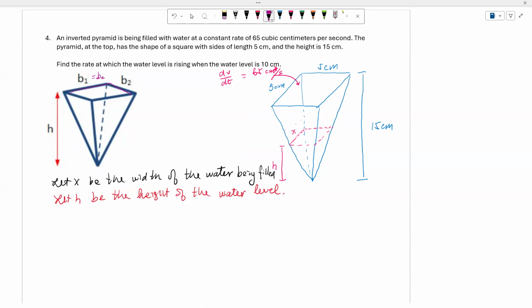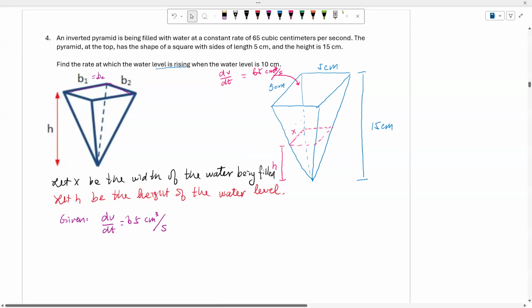And now what do we know? We know that dV/dt, the volume is increasing at a rate of 65 cubic centimeters per second. And what we are looking for is the water level changing, dH/dt, when H is equal to 10 cm. Those are the information that we have.